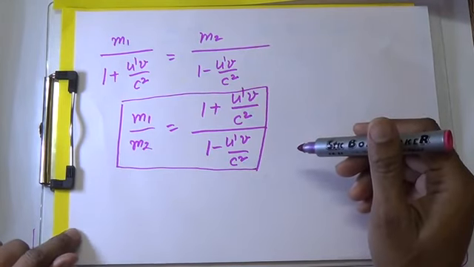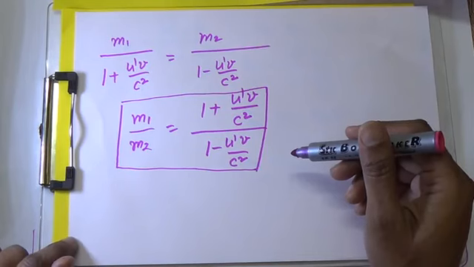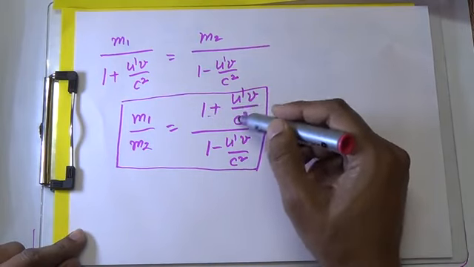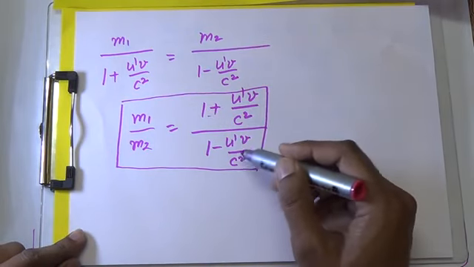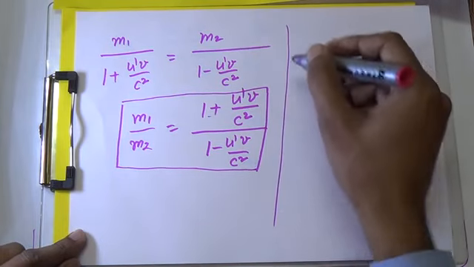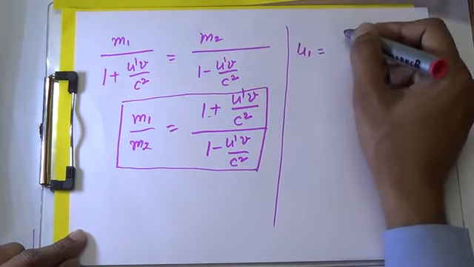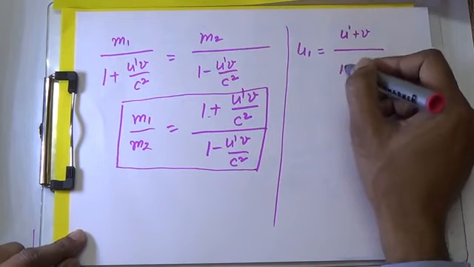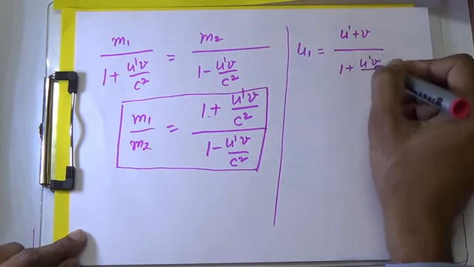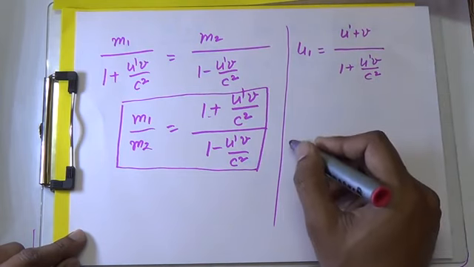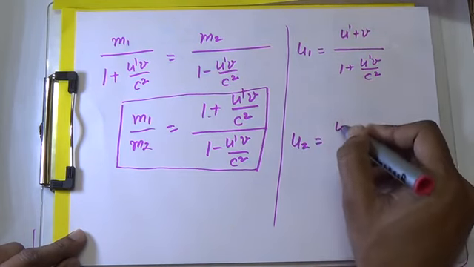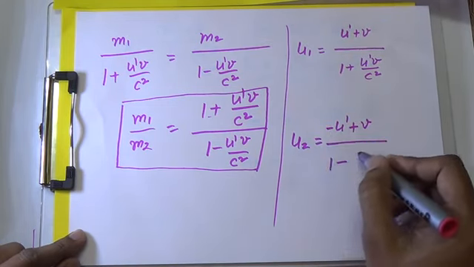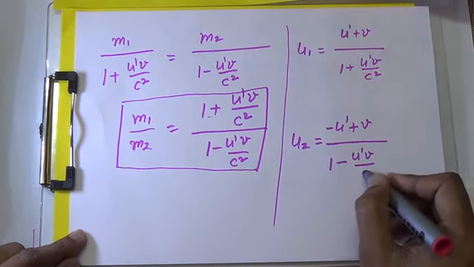Now what is the next point? For the next point, basically now we have to find out the result for this 1 plus u prime v upon c square and 1 minus u prime v upon c square with the help of u1, that was u prime plus v upon 1 plus u prime v upon c square, and u2 is equal to minus u prime plus v upon 1 minus u prime v upon c square.